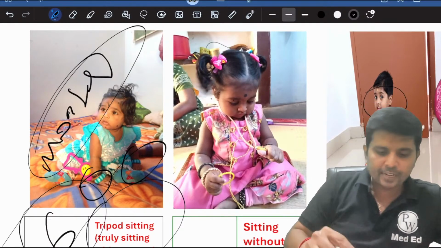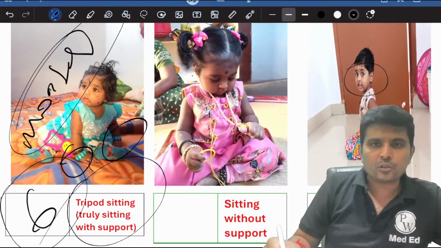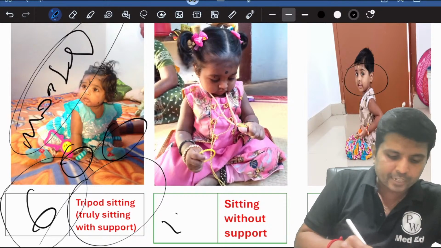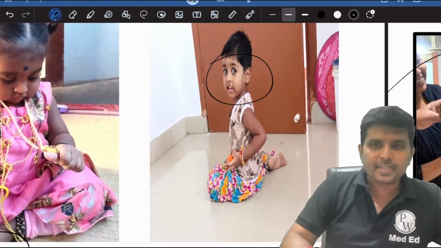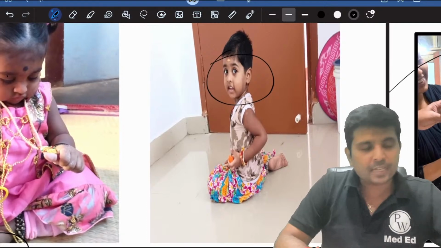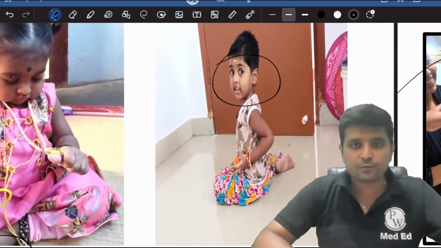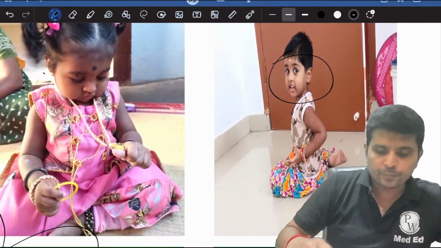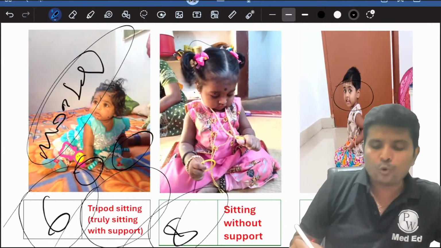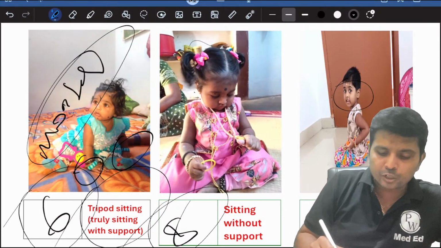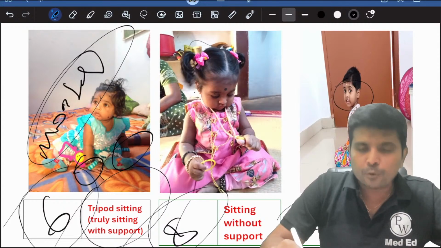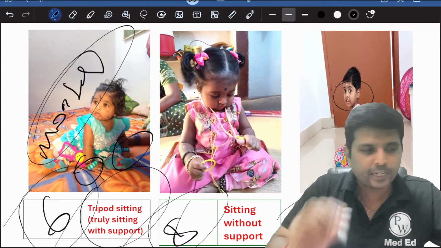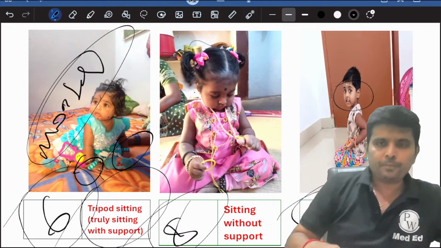Whereas sitting without support occurs by about 8 months. So what is that? Sitting as well as turning diagonally towards the source of sound. This is called pivot. Usually occurs by about 9 to 10 months. Okay, tripod at 6 months, sitting without support at 8 months, and pivot usually occurs by about 9 to 10 months. Very, very important MCQ. Right.